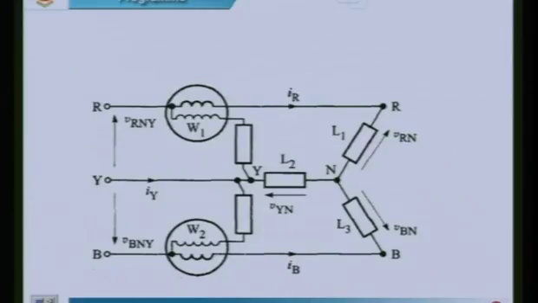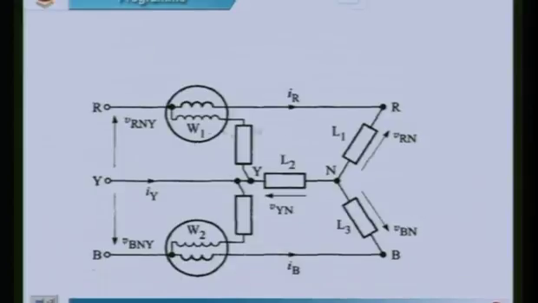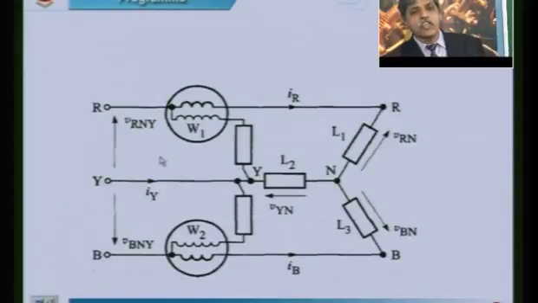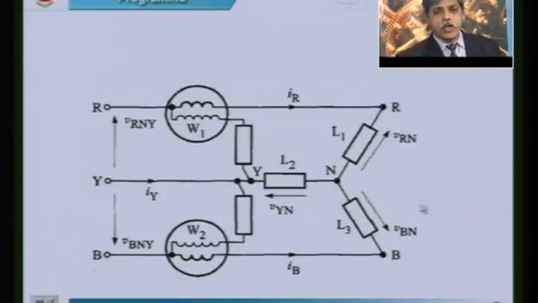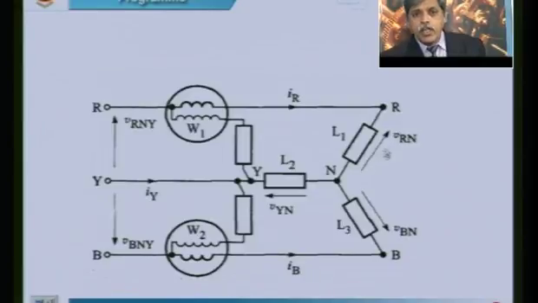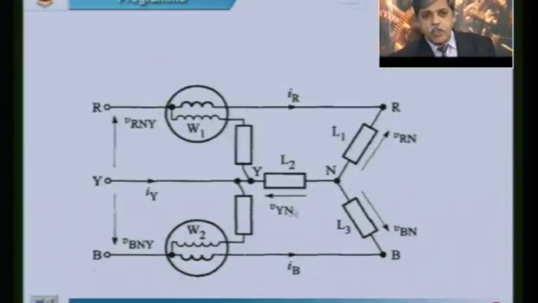So here this just represents the internal connection of the meters, and I also mentioned the different terms you are using here. VRN is the instantaneous value of the voltage drop across the R phase, or the voltage applied. VBN is the voltage across the B phase, and VYN is the voltage across the Y phase. These are all voltage drops across the loads.